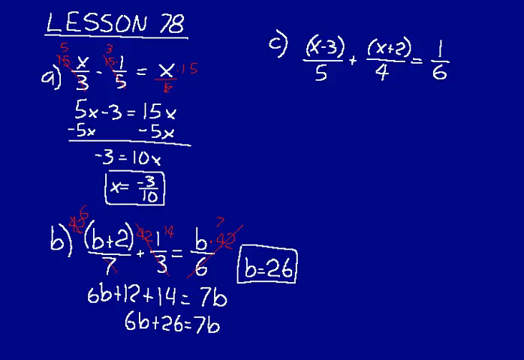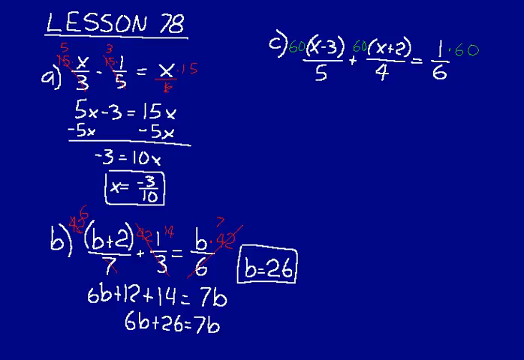Let's do one more. Look at this problem. We want to solve this for x, and we have fractions, so we want to get rid of the fractions first. We do that by finding the least common multiple of the denominators and multiplying every term by that least common multiple. So look at that. We have a 5, a 4, and a 6. So we need to say 5 times 2 times 2 times 3. That would equal 60. So our least common multiple for the denominators is 60. Multiply every term by 60.